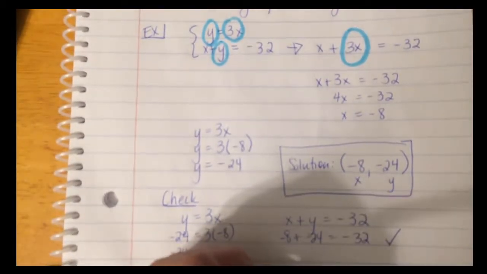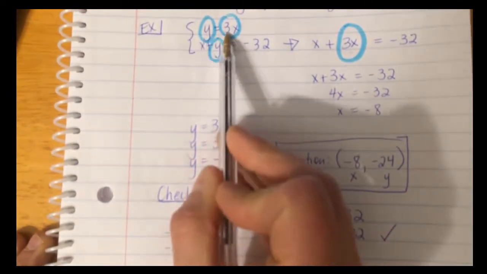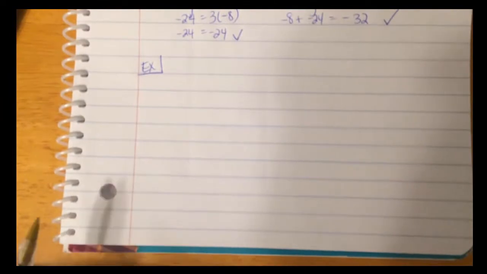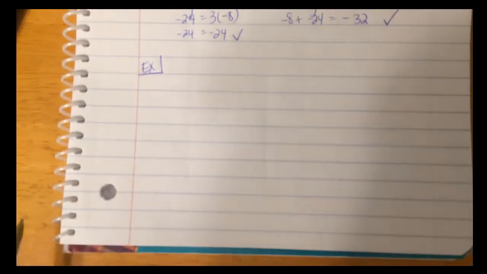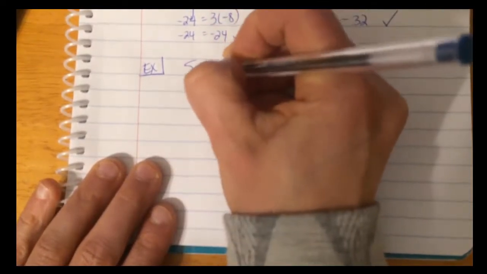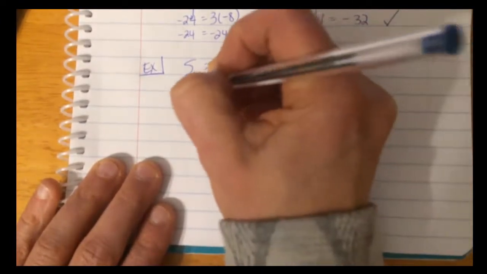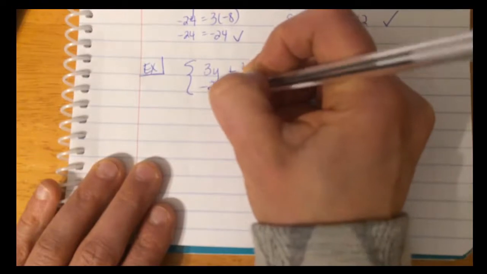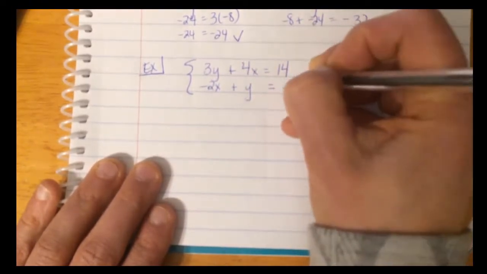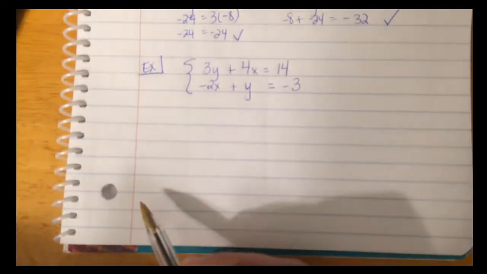All right, let's look at a little bit harder example. So in this one, we had y equals something else. You can imagine if it looks like x equals something or y equals something, it's fairly straightforward to substitute, but sometimes it's a little bit more complicated than that. So for instance, let's look at this example where I've got 3y plus 4x equals 14 and negative 2x plus y equals negative 3. So I don't have any y equals this or x equals this in this equation.